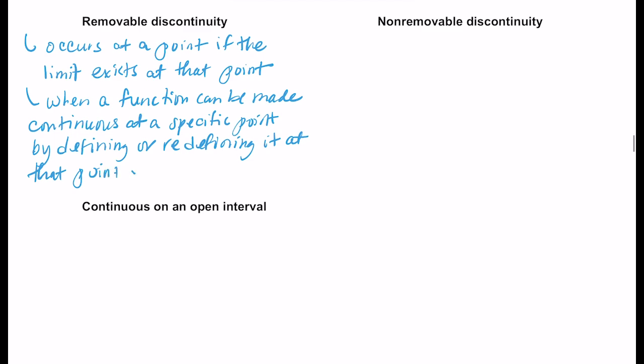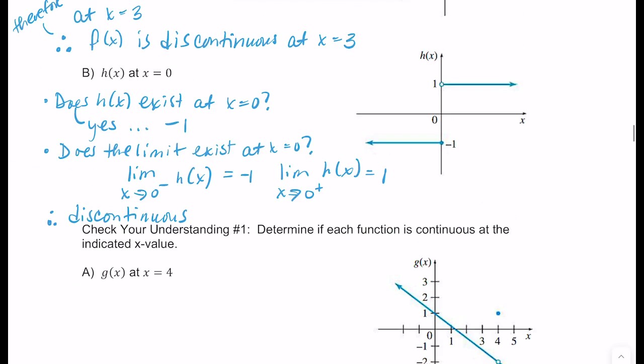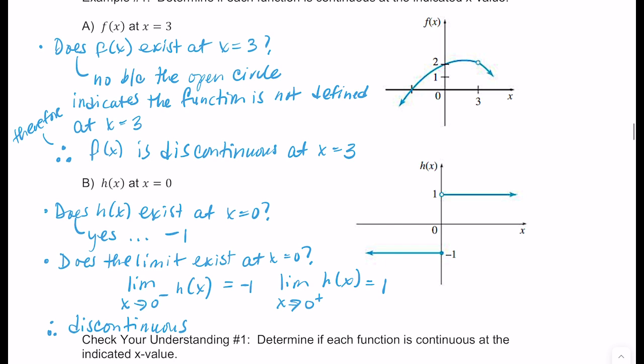So if you look at example A, for instance, the function's not defined at x equals 3, but the limit as x approaches 3 still equals 2. So if we could redefine the function, we could make it continuous at 3. And that would be if we said that f of 3 was equal to 2.